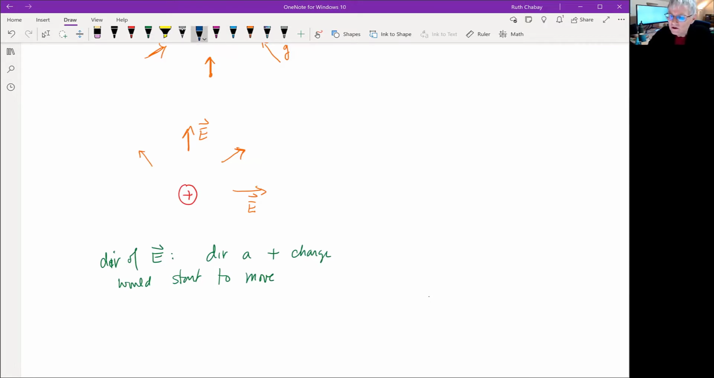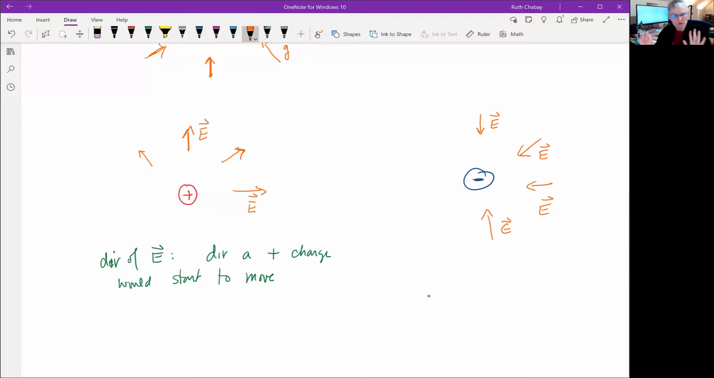A negative charge, on the other hand, over here, here's a negative charge. Since a positive charge would move toward a negative charge, it appears that the electric field made by a negative charge must point toward it everywhere in space. So if we have an electric field measuring device, and we would need one to measure electric field, we'll talk about how we do that.